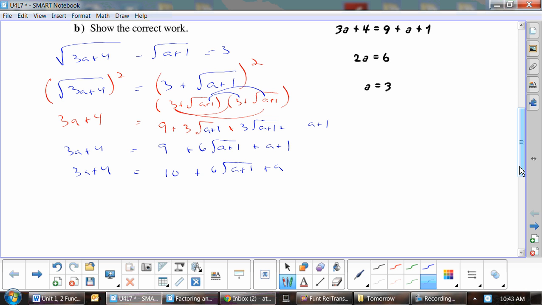Okay, so let's boot the 10 out of here. And let's get that a out of here. So I will get 2a minus 6 equals 6 square root a plus 1. Now you have two options at this point. You can divide by 6 or just leave it there.